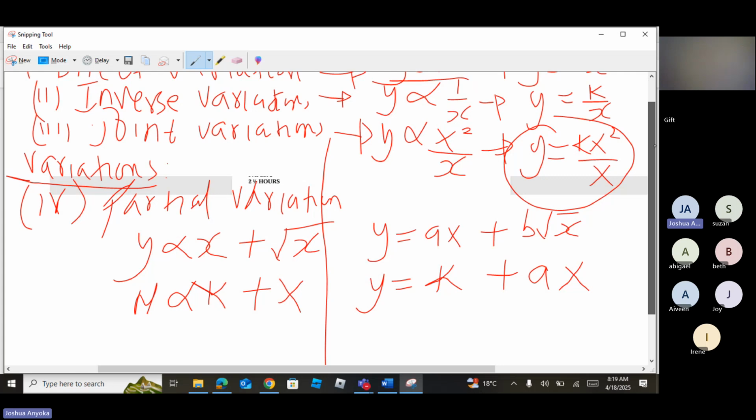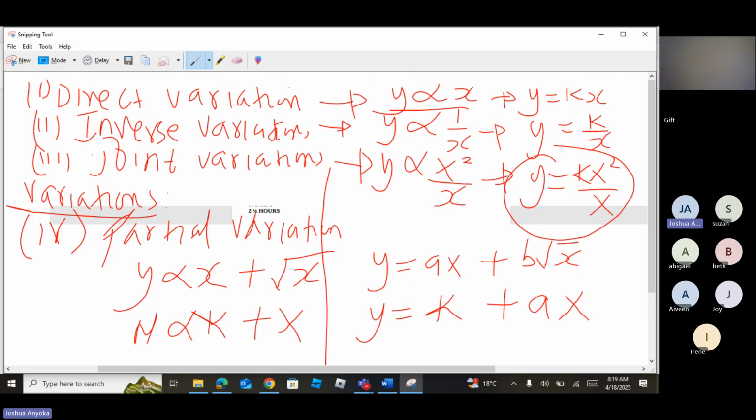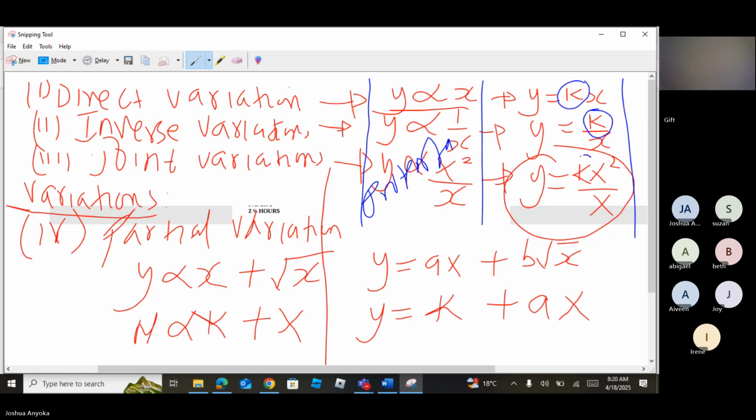So these are the four variations that we are supposed to use to answer questions. This line stands for proportionality. These are the proportionality equations. And these are now the equations connecting with a constant of proportionality K.